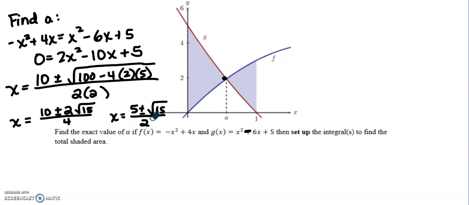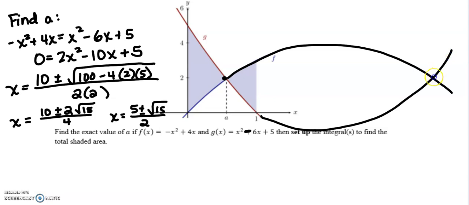Well, thinking about this, we've got the plus and the minus. If I were to extend these out, these parabolas, this a is going to be the x minus 5 minus the square root of 15 over 2. So nice little throwback to Algebra 2 there for you.